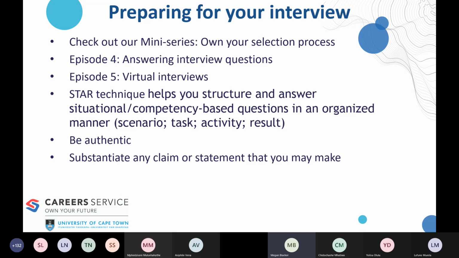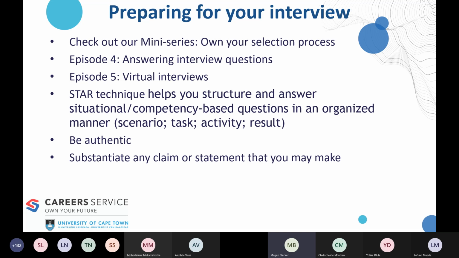It just helps you to structure and answer the questions in a coherent, organized way. S is for setting the scenario, so setting the scene. T is for the task at hand, so what had to be done. The activity speaks to exactly what your involvement is and what you did, and the result is obviously the outcome of that. So it's just a nice way of being able to organize your answer to that question.